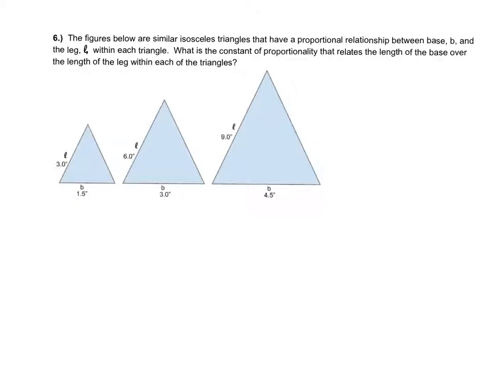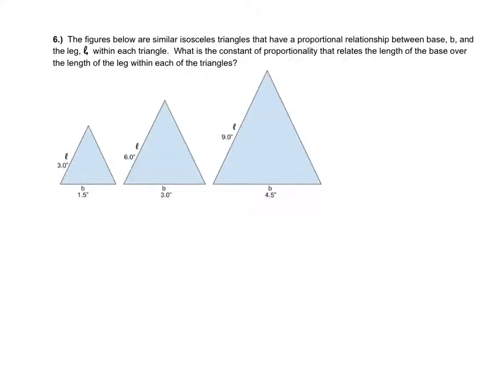Okay, so number 6 talks about the figures below are similar isosceles triangles that have a proportional relationship. So it says all the triangles are proportional. It says the relationship between the base and the leg within each triangle. What is the constant of proportionality that relates the length of the base over the length of the leg? So you would set it up.